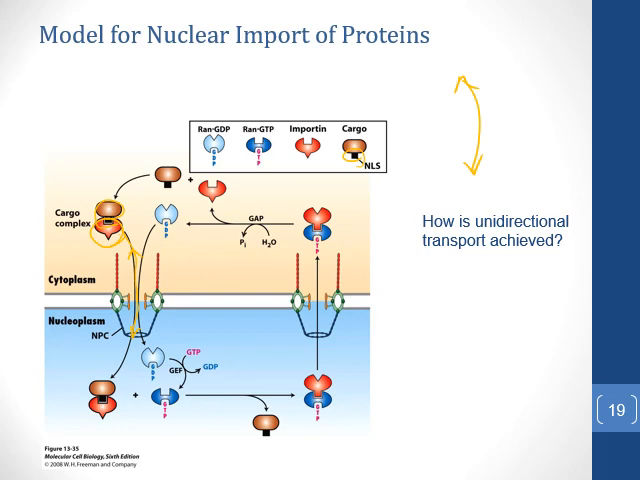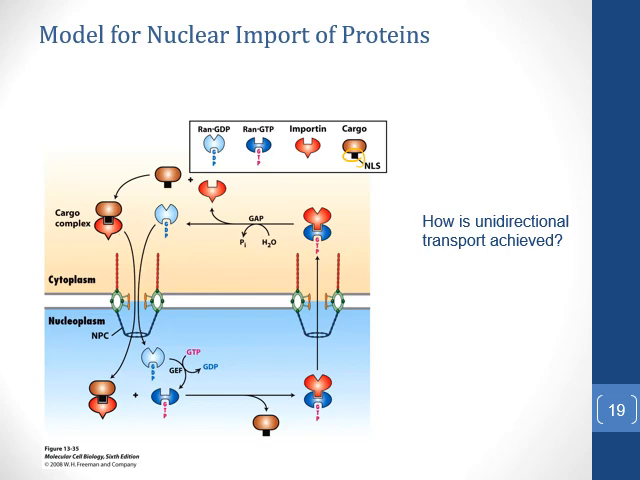Likewise, over here, this complex could move in this direction, or it could move in this direction. But in order for this system to work, we need net movement in this direction over here, and we need net movement in this direction over here. In other words, we need unidirectional movement or transport. So how do we get that? Well, let's see how we get it.